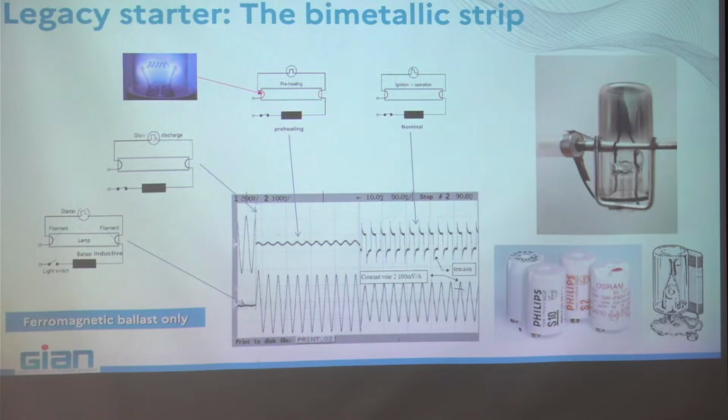Let's speak about the starter. If you are using a ferromagnetic ballast, you need an external circuit to ignite the lamp, and the oldest one is what we call a bimetallic stripe starter. It has that form. You can find it for fluorescent lamps inside the old fixtures, and also for some kinds of high pressure lamps. In fact, you have different phases. When you send the current in the circuit, initially the lamp is switched off.